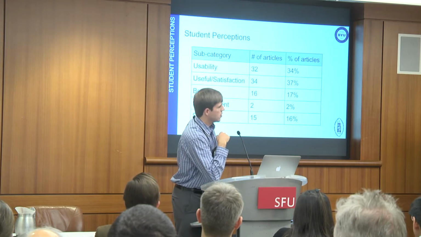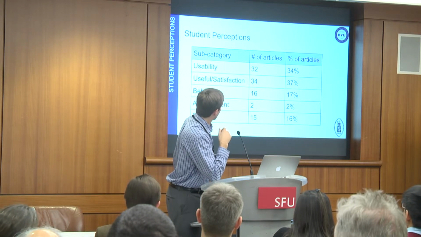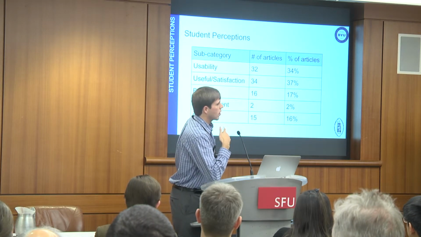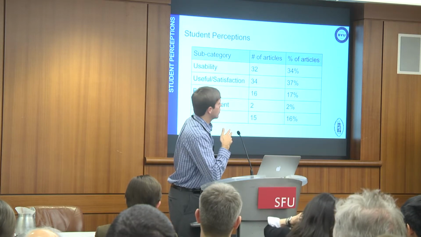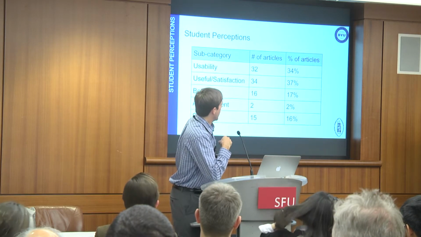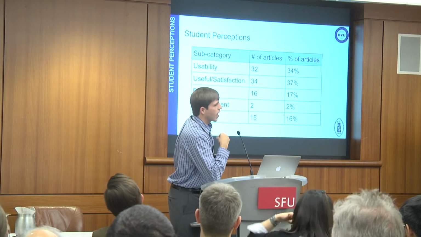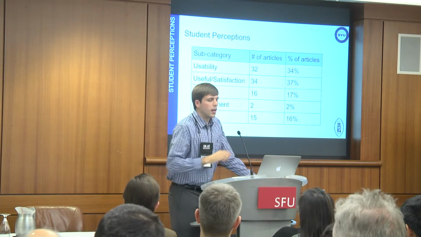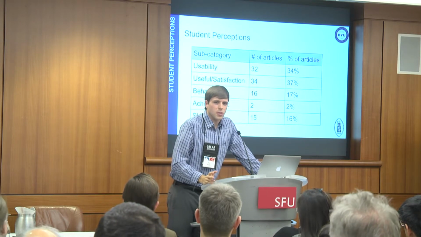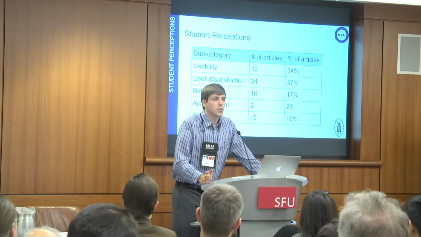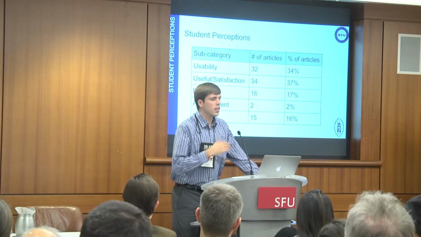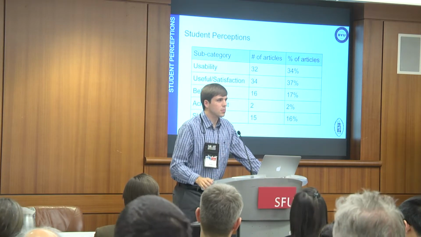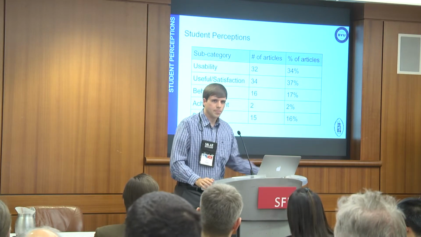Student perceptions were grouped into the following categories: usability, satisfaction, and whether the user thought that the system had an effect on behavior, achievement, or skills. Surprisingly, only 2 articles asked students if they thought it was effective. I don't know that that's as important as actually finding out if it's effective, but I think student perceptions matter because if they think that it's making a difference, they'll probably trust the system more and use the system more than otherwise.